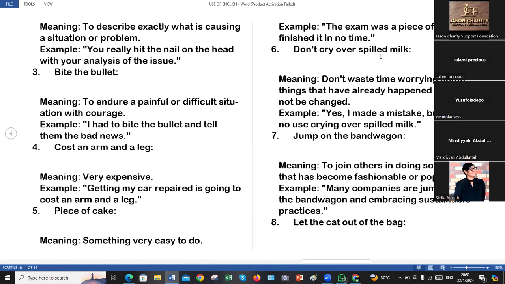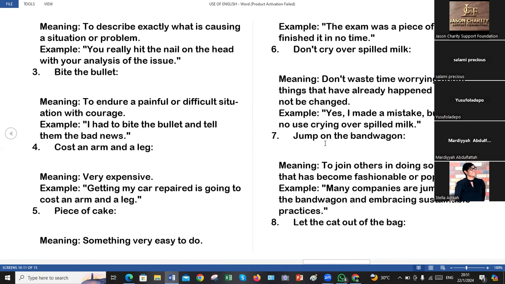Number six, don't cry over spilled milk. This simply means don't waste time worrying about things that have already happened and cannot be changed. It has already happened. Don't cry over it. Yes, I made a mistake, but there's no use crying over spilled milk.